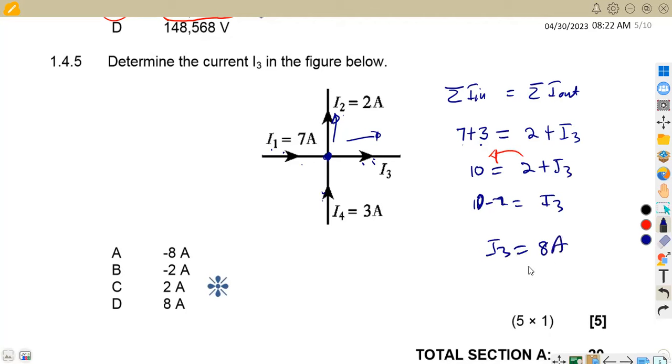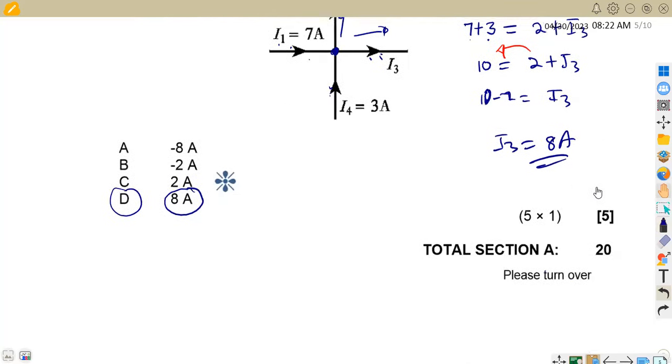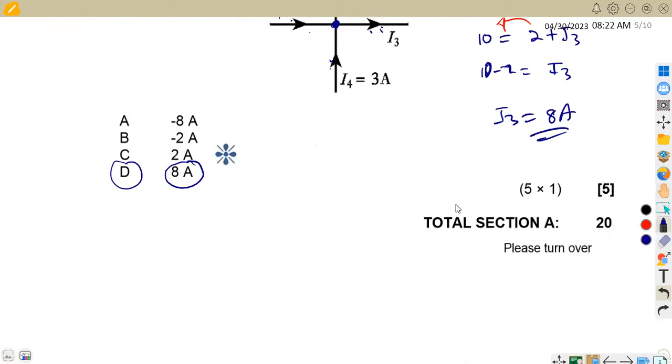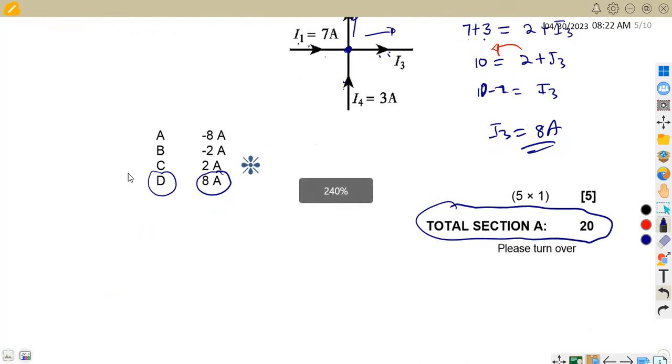All right, so that's 8 amps, which is positive, and the positive answer of 8 amps corresponds with D. So these are the typical questions, as you can see, in section A, totaling 20 marks, depending on the paper that you are having. Is it having section A, or are they just having direct questions?